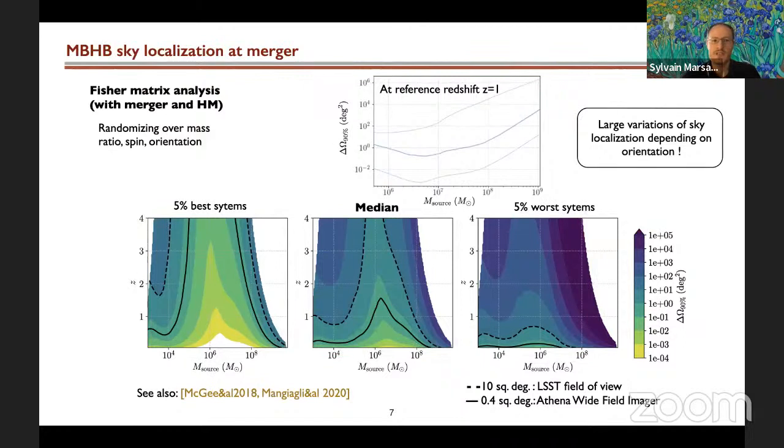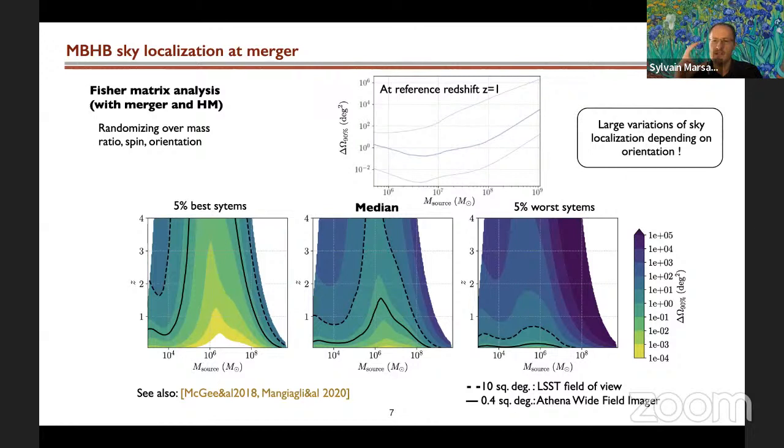So first, we did a Fisher matrix based study. We include merger and higher harmonics in the waveforms, but we do simply Fisher matrix. The Fisher matrix simply scales with signal to noise ratio, which means it simply scales with luminosity distance of the signal, which means if you compute the Fisher matrix at a given reference redshift, you have computed it for all other redshifts as long as you keep the redshifted mass fixed. And this is the result that we get randomizing over mass ratio, spin orientation, everything but source frame total mass. That is illustrated here at redshift one.